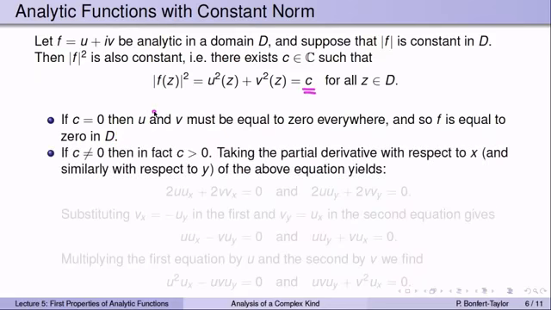If, on the other hand, this constant c is non-zero, because u and v are real numbers and we're adding the squares, the result has to be something positive. So c is in fact positive. Now comes the trick. We're going to look at this equation right here, and we're going to take partial derivatives with respect to x and with respect to y.